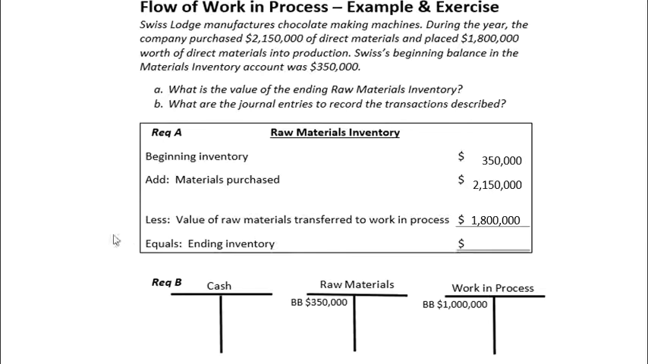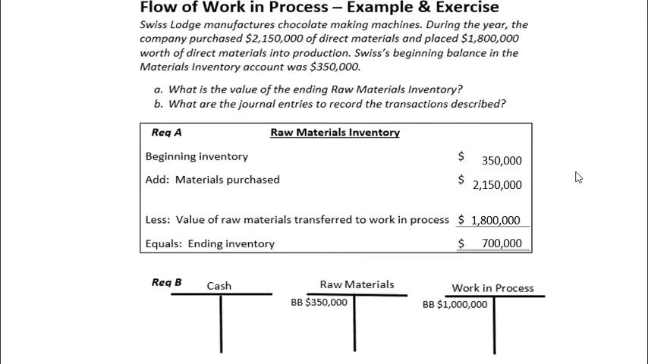Therefore, when we do the math, it's a simple matter of calculating our ending inventory, and our ending inventory in this case is going to be $700,000. So that would be the answer for A.